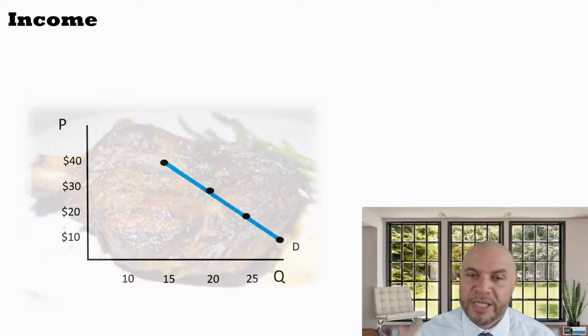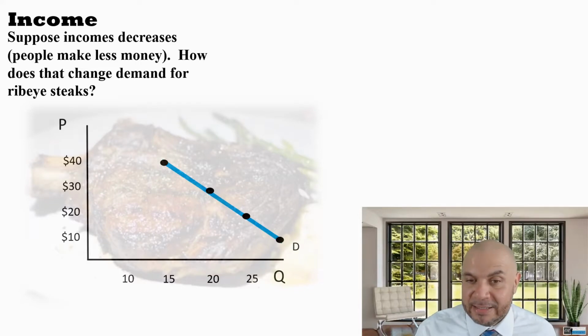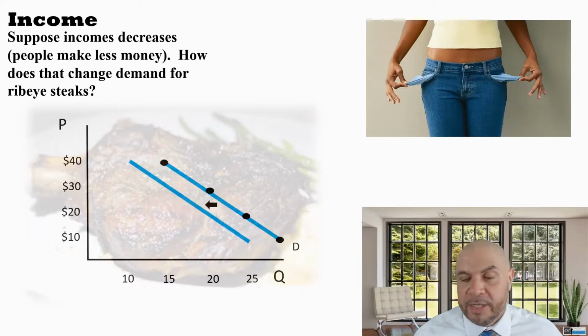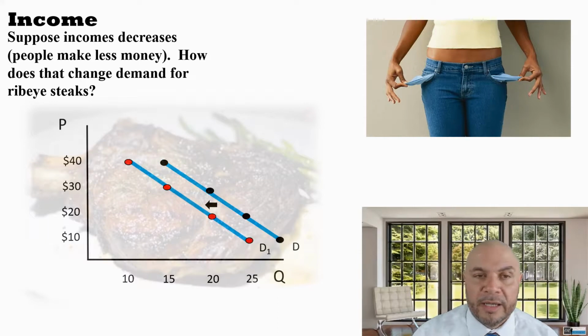All right, so the opposite situation, still sticking with income. Suppose incomes decrease, people make less money. How does that change the demand for ribeye steaks? So think about it. People make less money, they have less income. That means they're going to demand less steak. So what's going to happen to our demand curve? It's going to shift to the left. Remember, left means decrease. So a leftward shift would occur.